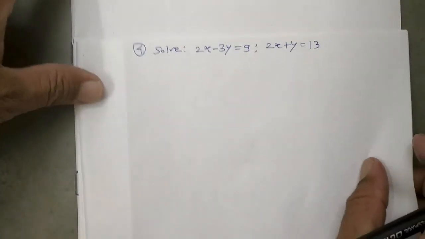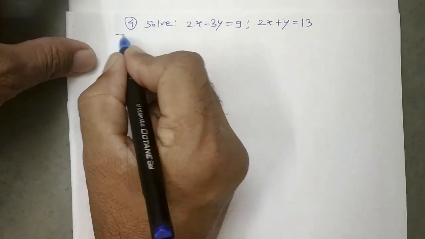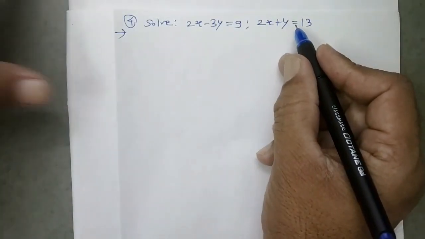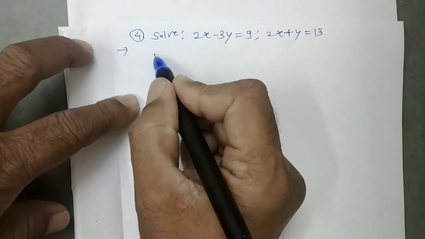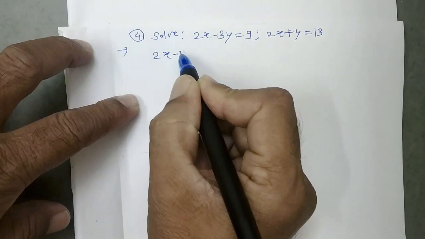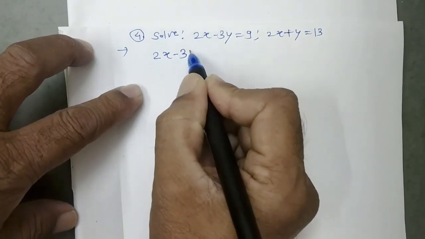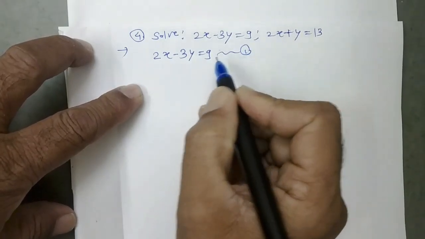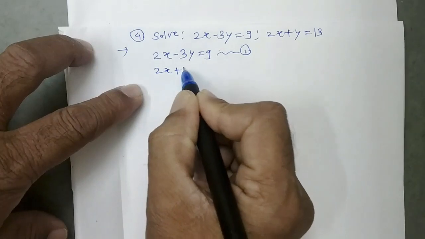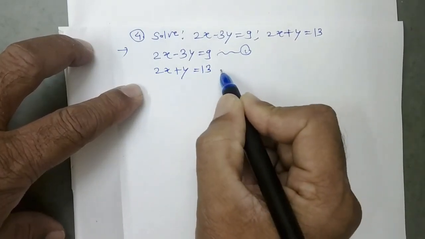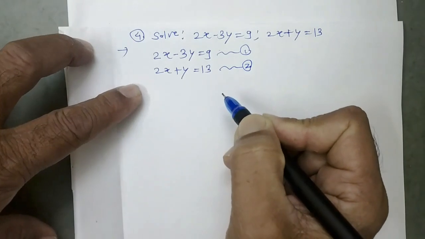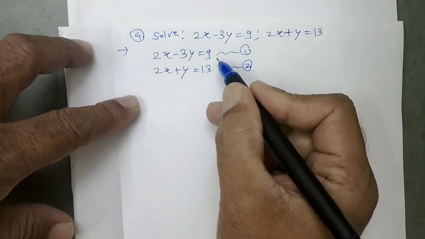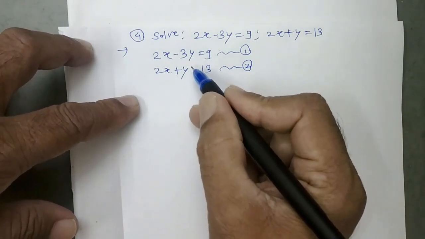Now question number 4. Solve 2x minus 3y is equal to 9, 2x plus y is equal to 13. Now first write down given equations as it is, that is 2x minus 3y is equal to 9. This is equation number 1. And 2x plus y is equal to 13. This is equation number 2. Now we can solve this problem by using substitution method.